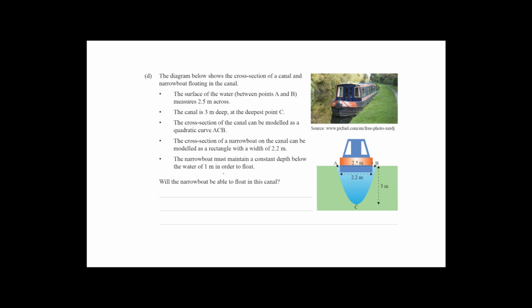The narrow boat must maintain a constant depth below the water of 1 meter in order to float. So in other words, that distance there has to be 1 meter or greater. Will the narrow boat float in this canal? Well. Okay.